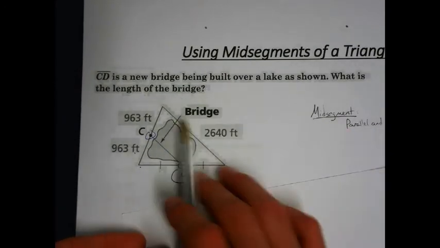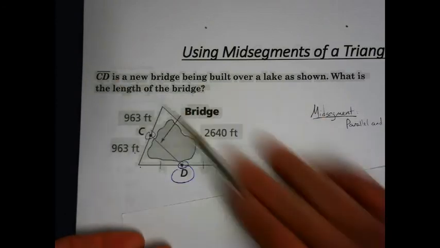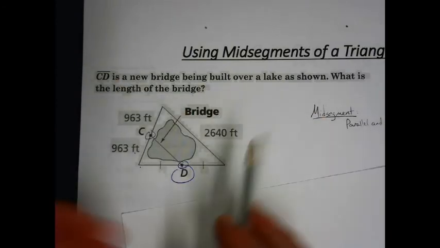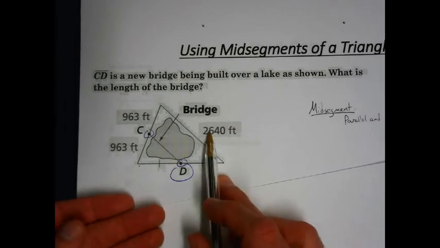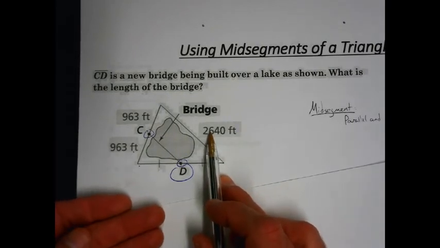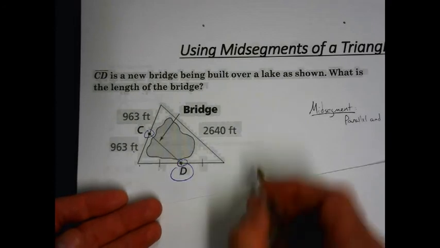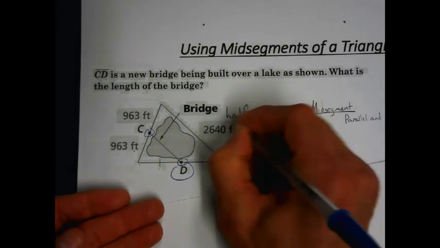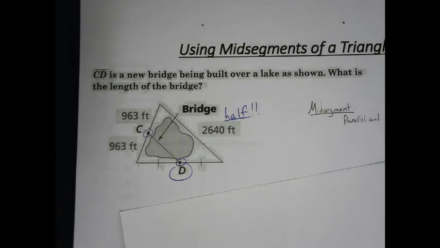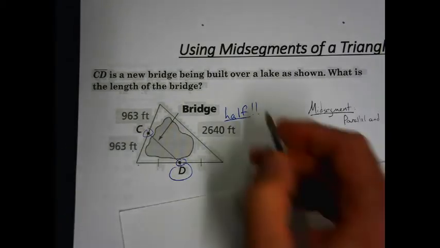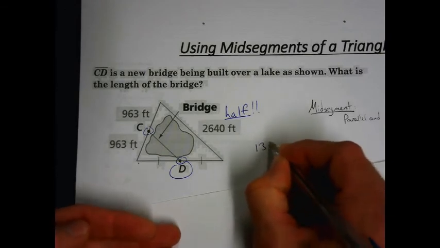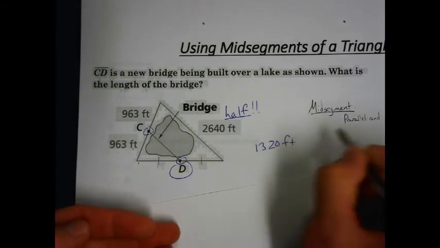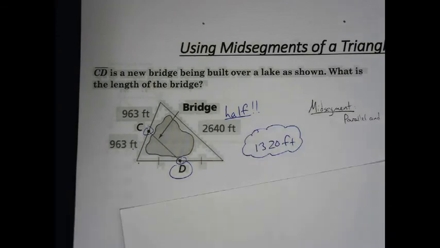Well, by setting up these lengths, we can then build a triangle around the lake. And if we know the third side is 2,640 feet, well, we know the bridge is going to be half of that. Right? Whee, vocab. Half of that, right? So a midsegment is parallel and half. So we take half of 2640, which is 1320, right? So there, I did that in my head. So we have 1,320 feet. That would be the length of the bridge.